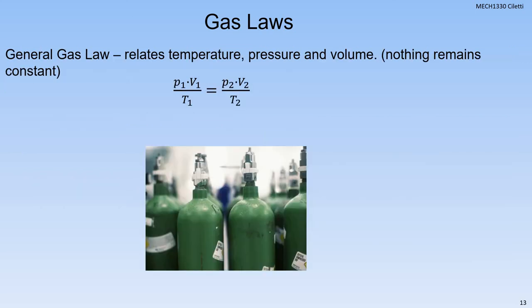Now, if we take a look at the general gas law itself, we are combining Boyle's law, Gay-Lussac's law, and Charles' law. Nothing's constant now. So we're putting all three of those laws together, and now nothing's constant. So we're going to get P1V1 divided by T1 is equal to P2V2 divided by T2. You should be able to solve algebraically for any one of those variables.